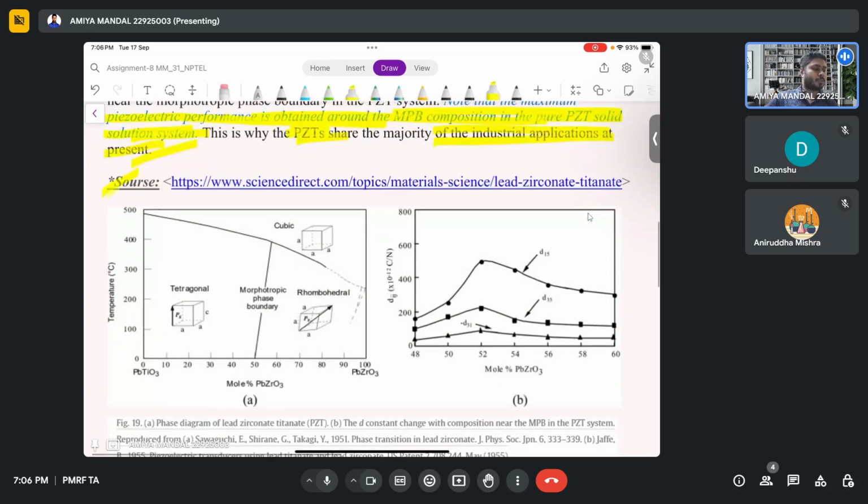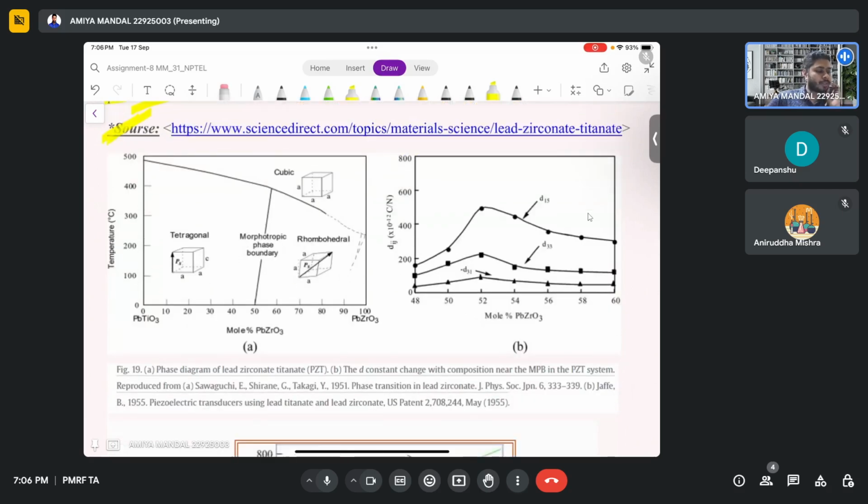And this is the source from where I have collected all these figures and information. You can see where the morphotropic phase boundary lies between lead zirconate and lead titanate. This side mainly promotes the tetragonal phase, this side mainly promotes the rhombohedral phase, and the boundary between them mainly occurs at the 50-50 percentage.